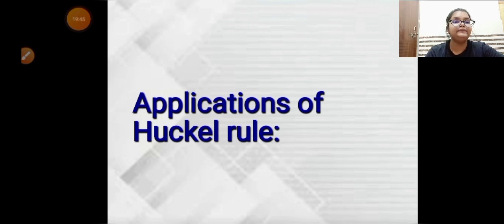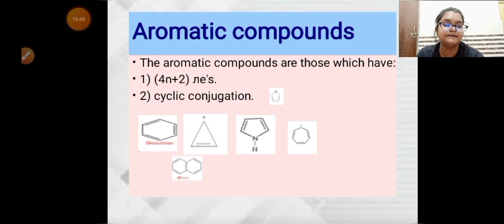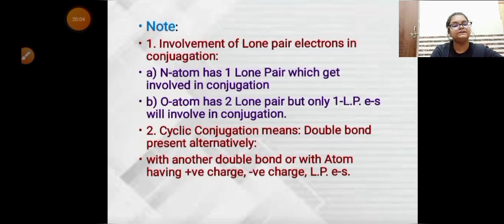The next is applications of the Huckel rule. The first is aromatic compounds. Aromatic compounds are those which have 4n plus 2 pi electrons and cyclic conjugation. So, what is cyclic conjugation? Cyclic conjugation means double bonds are present alternately, either with another double bond or with an atom having a positive charge, negative charge, or lone pair of electrons.